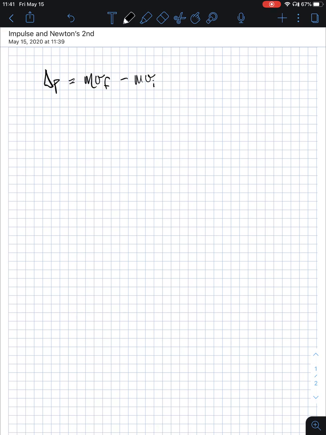And then if we factor out mass on the right-hand side of the equation, what we get is this: mass times final minus initial velocity. And final minus initial velocity, of course, is just the change in velocity. So we end up with this equation. The change in an object's momentum, presuming its mass doesn't change, is going to be equal to its mass times its change in velocity.